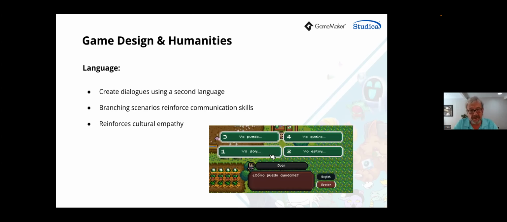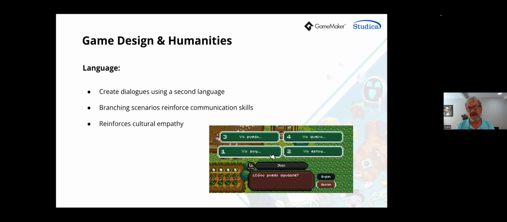And then language. I think that creating dialogues using a second language for students can be such a powerful tool. Again, it's engagement, it's interactivity with the actual language. Rather than just reading it or having to write it, students can look at a second language through a whole different lens through game design. Branching scenarios can reinforce those communication skills.